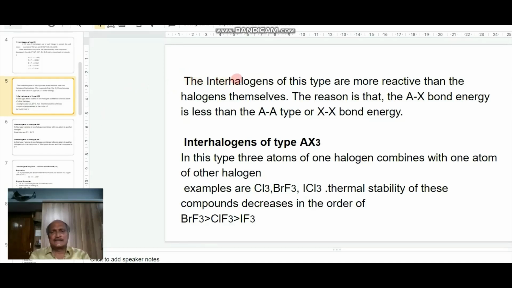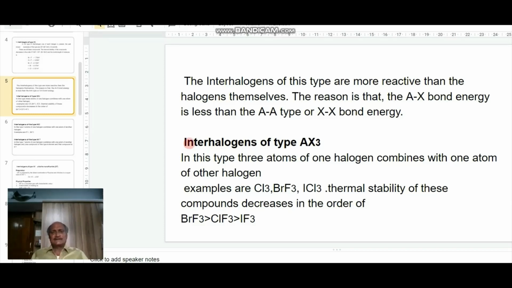The interhalogens of this type are more reactive than the halogens. The interhalogen compounds of this type are more reactive than halogen atoms themselves. The reason is that the AX bond energy is less than the AA bond or XX bond. That's why the interhalogens of this type are more reactive.